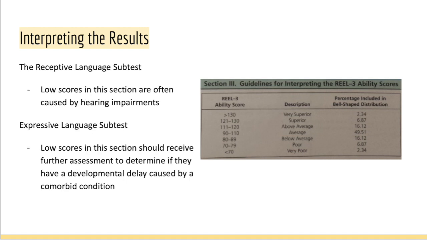Through interpreting the receptive language subtest, one can be concerned that the child has a hearing impairment if they score low in this section. Low scores in the expressive language subtest denote the need for the child to obtain further assessment to determine eligibility for developmental delay diagnosis caused by some sort of comorbid condition.